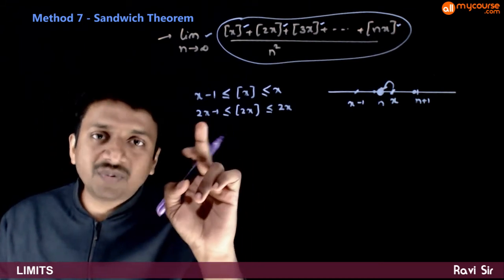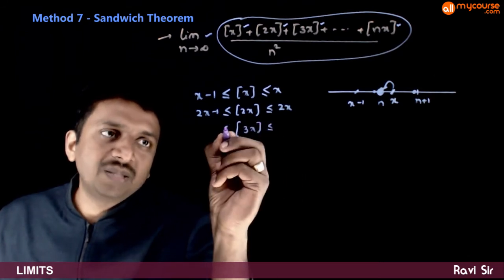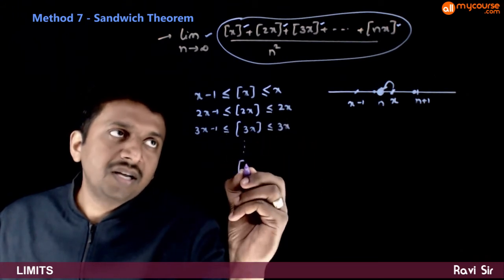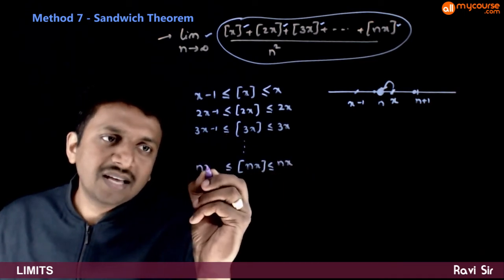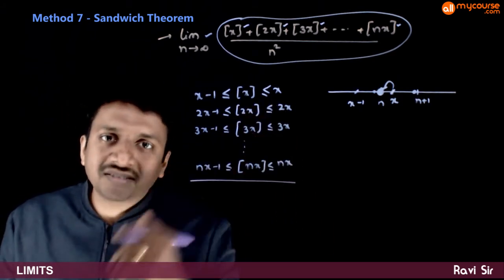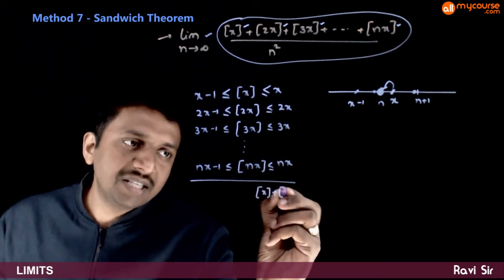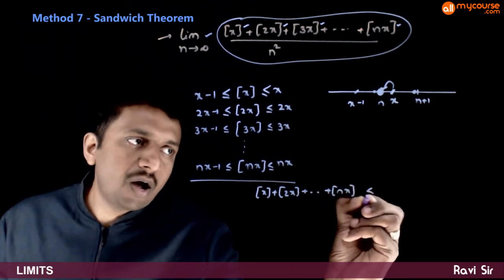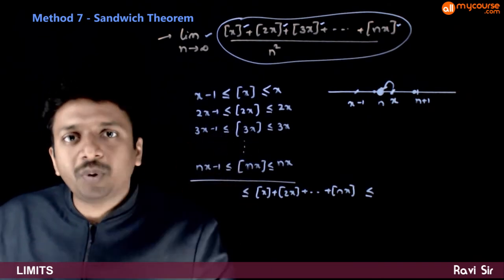So integer part of 2x lies between 2x minus 1 and 2x. Integer part of 3x lies between 3x minus 1 and 3x. And so on, integer part of nx lies between nx and nx minus 1. Now what happens if I add all this? So integer part of x plus integer part of 2x plus so on up to integer part of nx always lies between x plus 2x plus 3x so on up to nx.